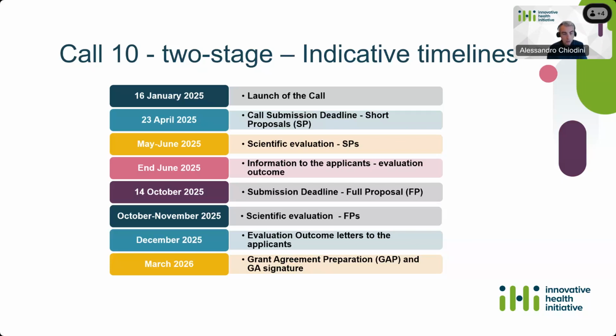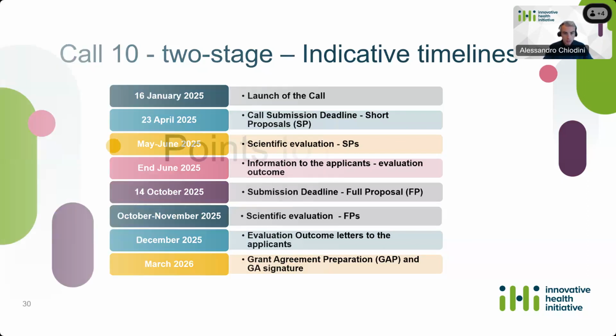And by the 14th of October, prepare the full proposal. And then again, the cycle is October, November, we do the evaluation. And then the info to applicants will be done in December 2025. And then hopefully the grant agreement will be signed no later than March 2026.